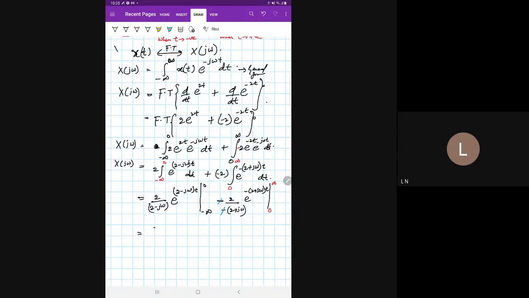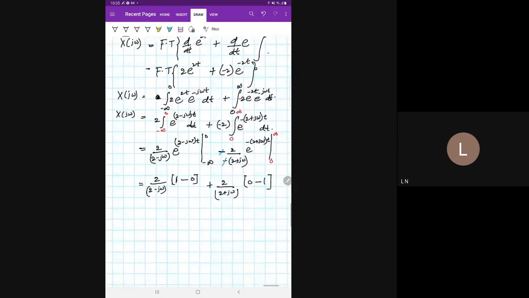Now, this means that we can simplify the equation: 2 divided by 2 minus j omega. Then we have e raised power 0 equal to 1 and e raised power minus infinity equal to 0. Then we have plus 2 divided by 2 plus j omega, and e raised power minus infinity will be equal to 0 and e raised power 0 will be equal to 1. Okay, so this will simplify us now. Our problem will be simplified now. We can rewrite this.